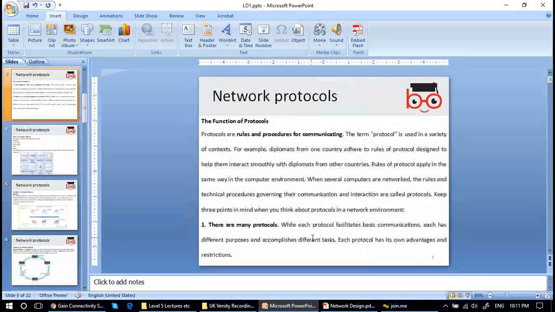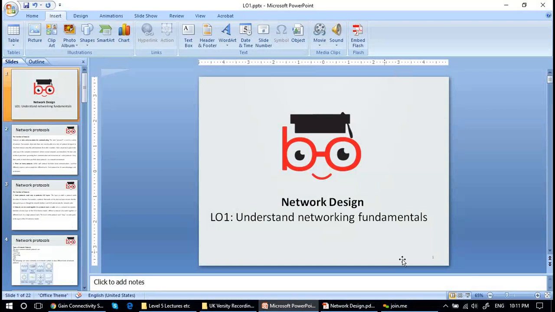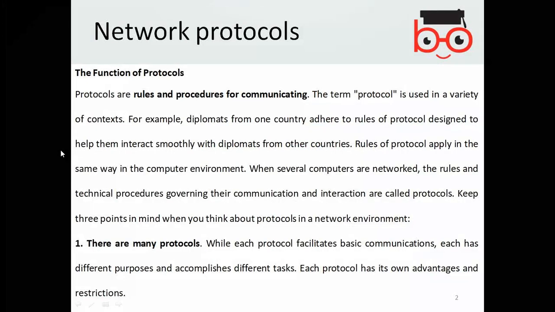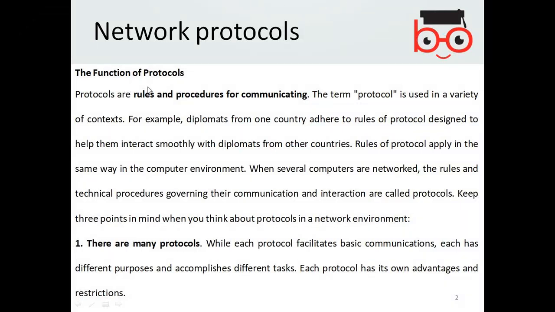Now let's start with simple definitions. Network design, learning outcome one, understand networking fundamentals. Let's see what network protocols are and the function of protocols. Protocols are rules and procedures for communicating. So when you say protocol, it means rule. The term protocol is used in a variety of contexts.